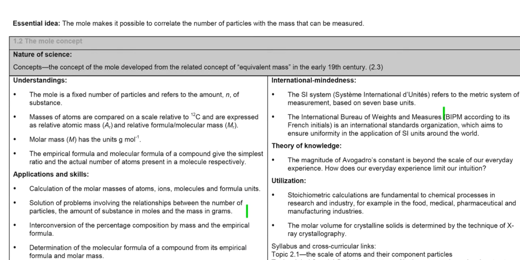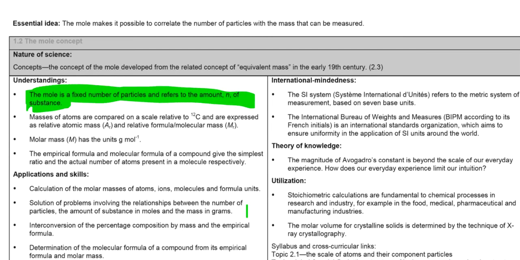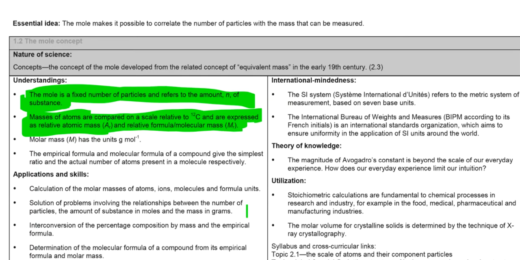Next up, we have topic 1.2. We're talking about moles. This is where real stoichiometry and calculations begin. The mole is a fixed number of particles and refers to n of a substance. A mole can be defined as the number of carbon 12 atoms in 12 grams of carbon 12. That's called Avogadro's number. Sometimes masses of atoms are on a scale relative to carbon 12. Explain the relative atomic mass and molecular mass.